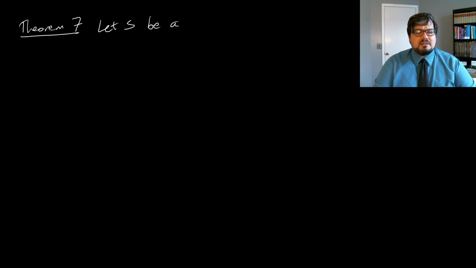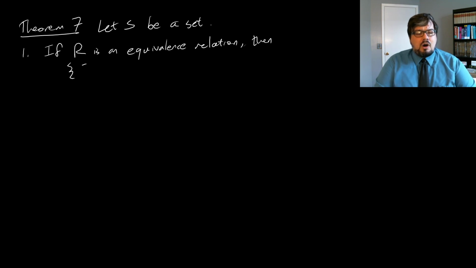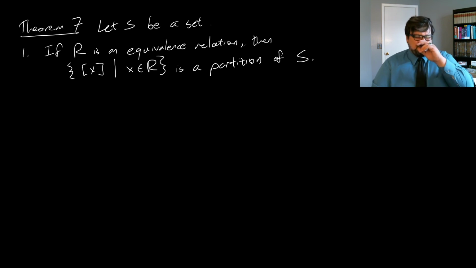Let S be a set. So part 1 says that if R is an equivalence relation, then the set of all equivalence classes, the equivalence class of X, for all X in S, is a partition of S. Now notice that if we actually go and write down all the equivalence classes for all the elements of S, we will have repeated a bunch of these classes, because if X and Y are related to each other, then their equivalence classes are the same. But because we're talking about a set, we just ignore all of the duplicates, and so the result that we get back is just a set of subsets of S. And the claim is that it forms a partition.